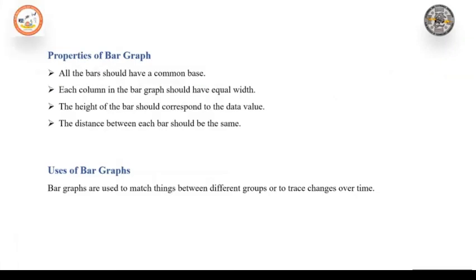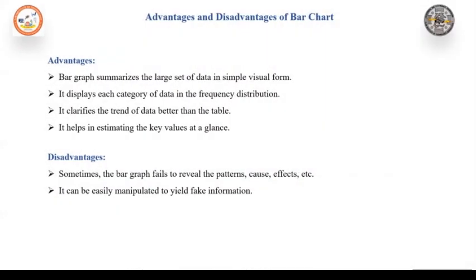So what are the properties? All the bars should have a common base. Each column in the bar graph should have equal width. The height of the bar should correspond to the data value. The distance between each bar should be the same. So what are the uses of bar graphs? Bar graphs are used to match things between different groups or to trace changes over time.